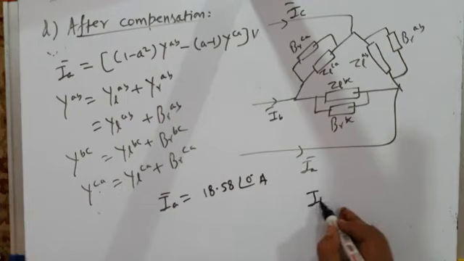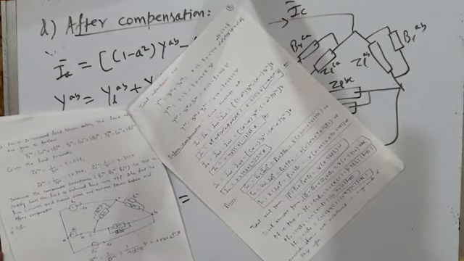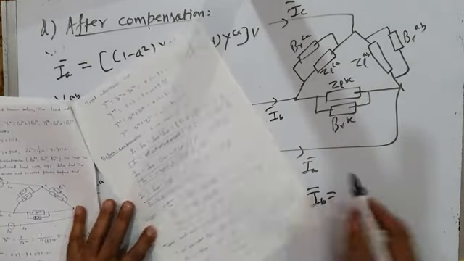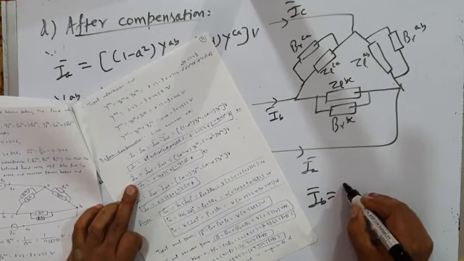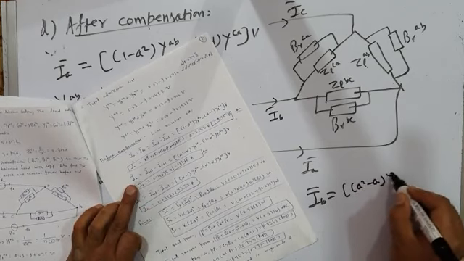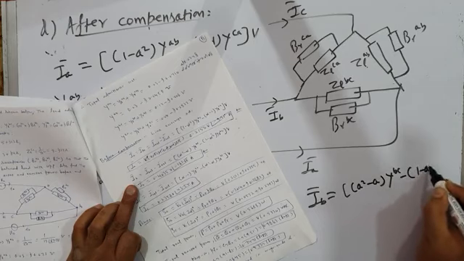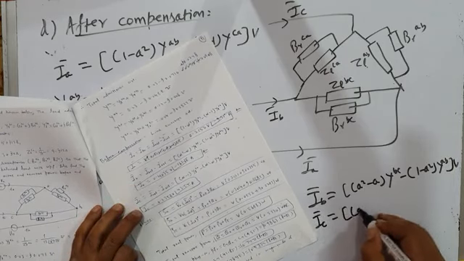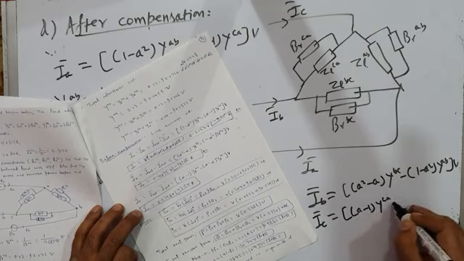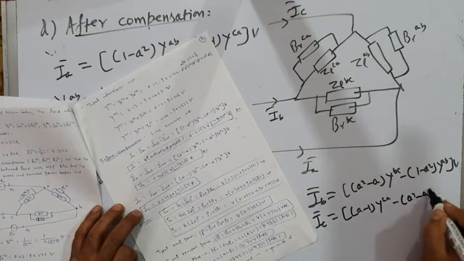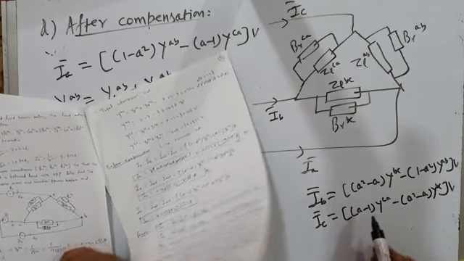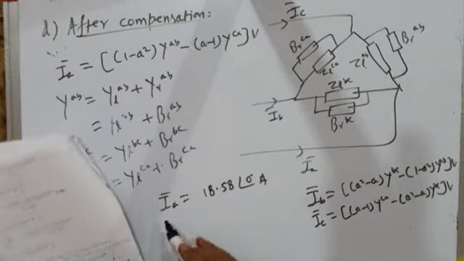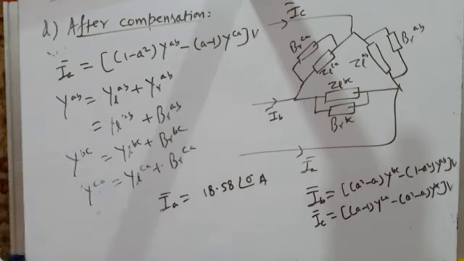इसी तरह आप IB निकाल सकते हैं using the other formula. What is that other formula? That which we used in problem number 1. IB ये है. It is (a squared minus a) into YBC minus (1 minus a squared) into YAB into V, and current IC is equal to (a minus 1) into YCA minus (a squared minus a) into YBC into V. तो ये सारे वैल्यूज आपके पास है, सब्स्टिट्यूट कर लीजिए. You will get current IB and you will get current IC.